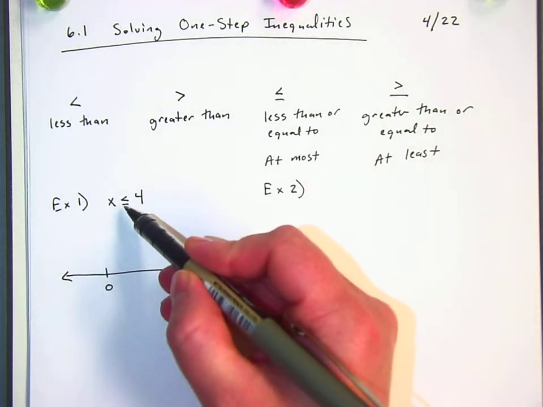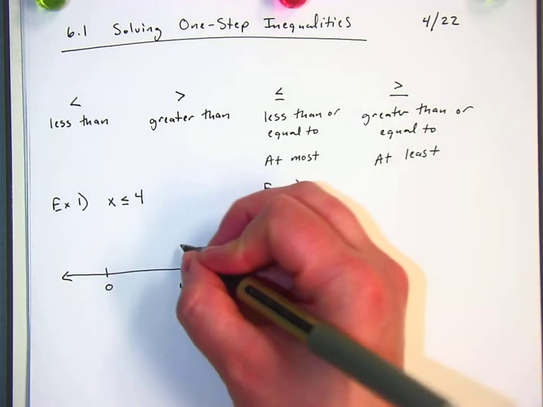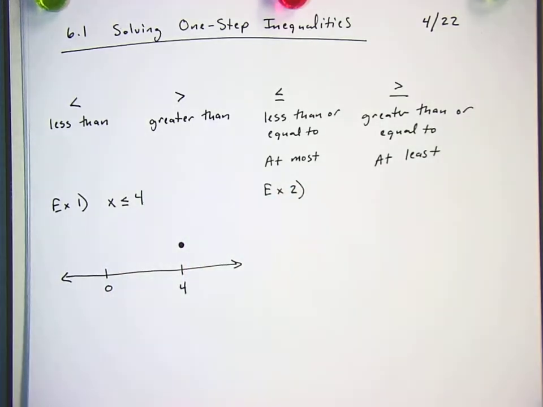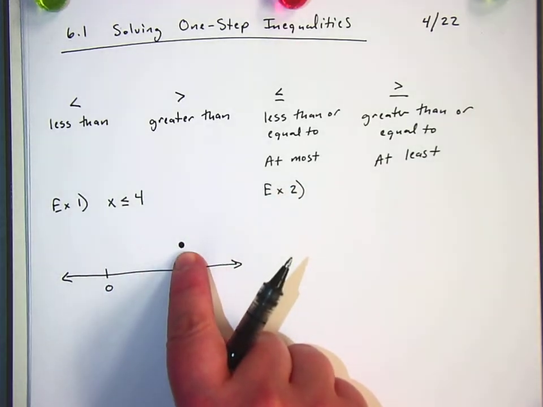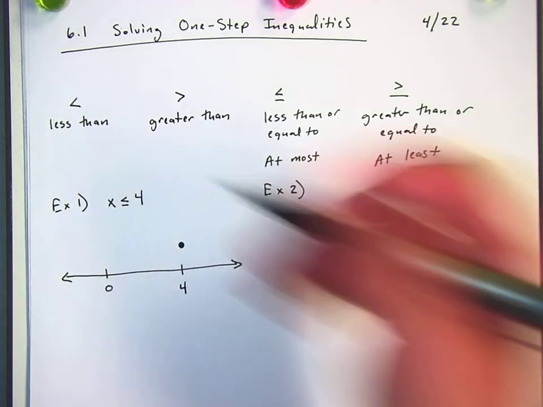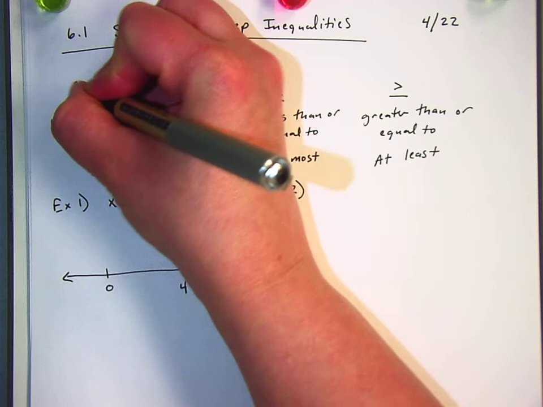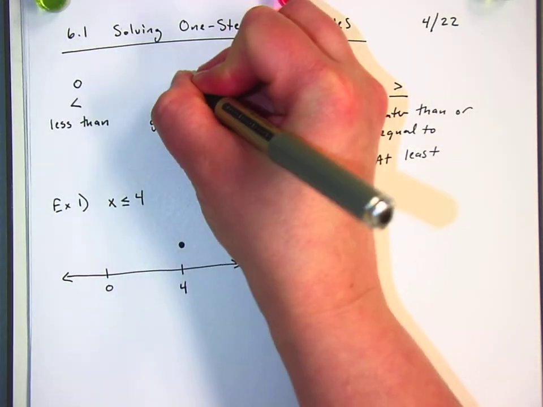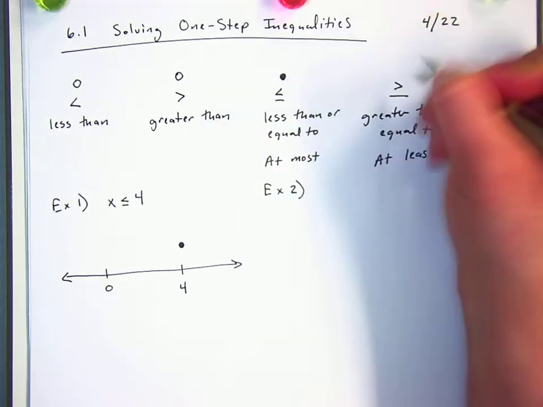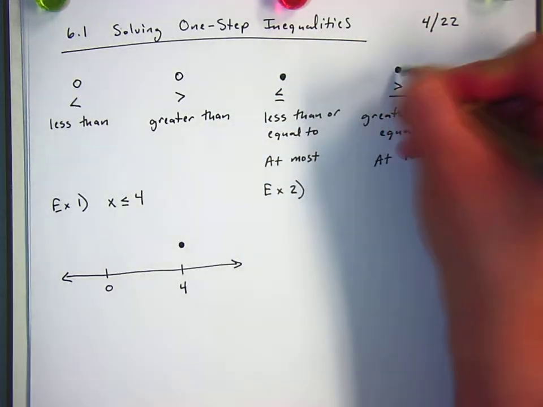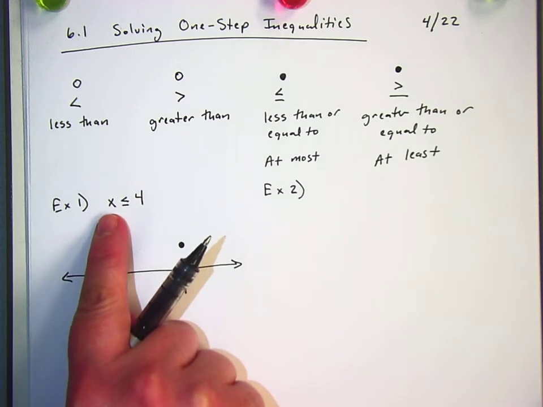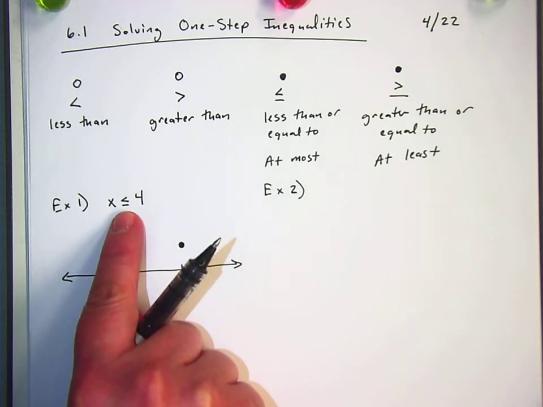If it has an equals to, that means that it is a closed circle, which means that the circle's filled in. That means that 4 counts. And if it doesn't have an equals to, it's an open circle. And so those look like this, a less than or a greater than have an open circle like that. A less than or equal to has a closed circle like this, or greater than or equal to has a closed circle like that.